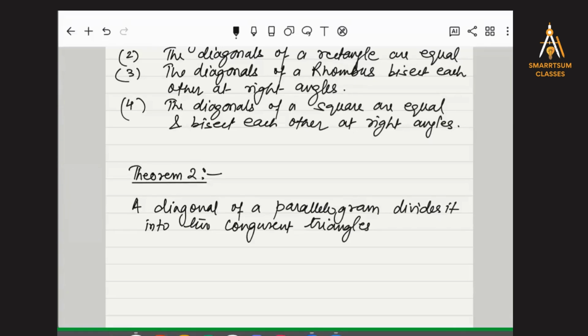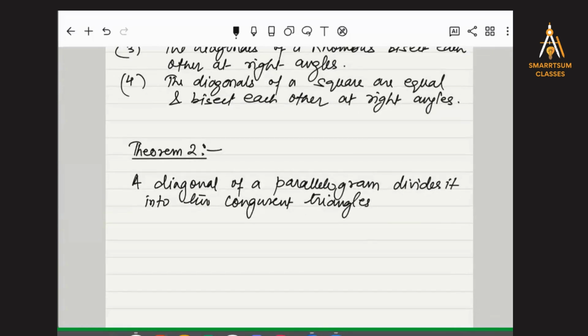Now, we have to prove this. The diagonal of a parallelogram divides it into two congruent triangles. Now, what is given? Suppose we have a parallelogram ABCD. This is how we write parallelogram in short, with two parallel lines, so don't confuse. So parallelogram ABCD.